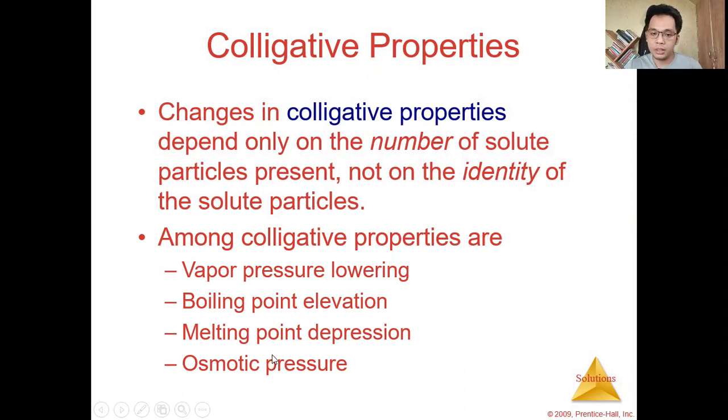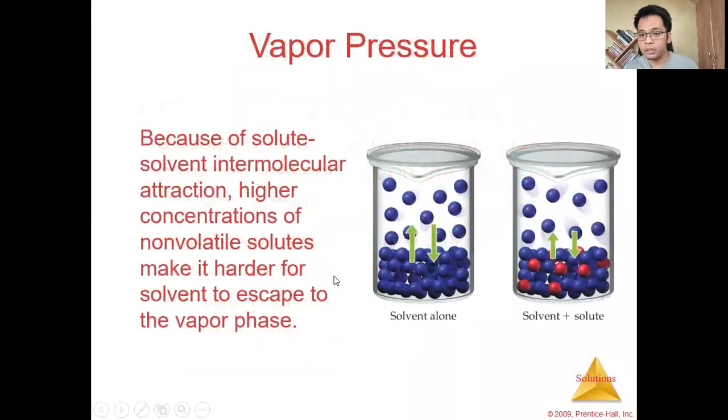Okay. So what are the colligative properties of solutions? They are only dependent on the number of solute particles present, not on the identity of the solute particles. We will not consider its non-polar interaction with the solvent with regards to the solute, but rather the number of solute particles present. And these are the four. Now let's go on to the first part, which is the vapor pressure.